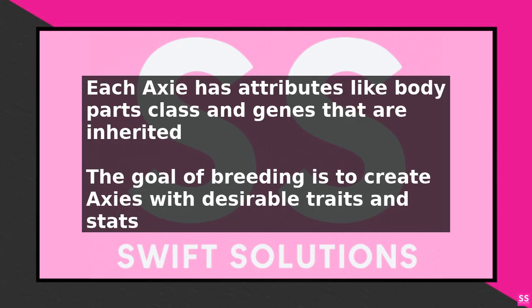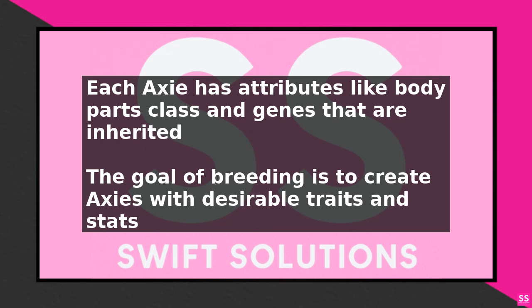To analyze the breeding cost, players need to consider the following factors: the breed count of the parent Axies, the class of the parent Axies, and the desired traits of the offspring. A general rule of thumb is to breed Axies with low breed counts to minimize costs.